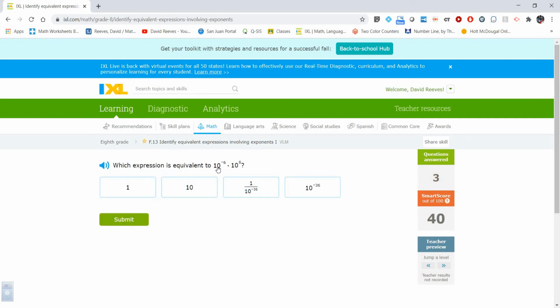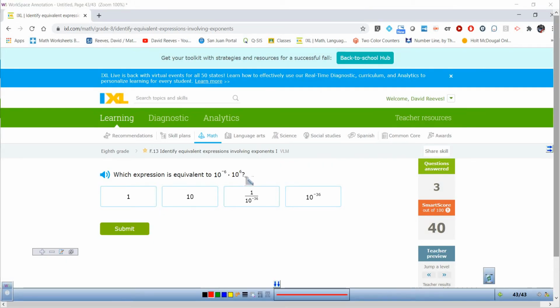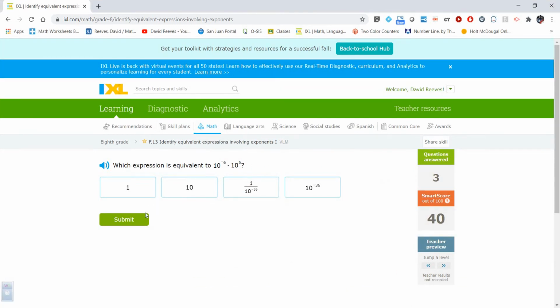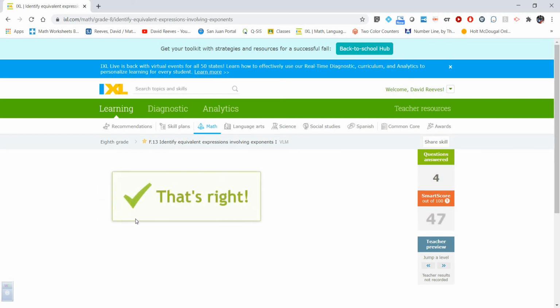All right. However, this one does have a negative exponent. The bases are the same, so this is going to be 10 to the negative 6 plus 6, right? But negative 6 plus 6 is 0, so I get 10 to the 0 power. And remember, anything except 0 to the 0 power is 1. And a quick scan of my choices tells me that is the first one, and so I choose it.